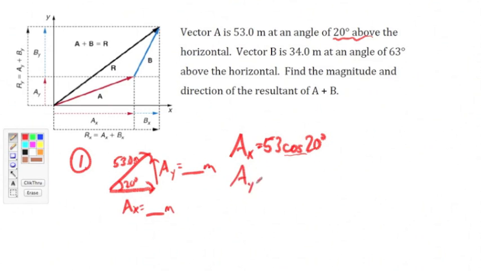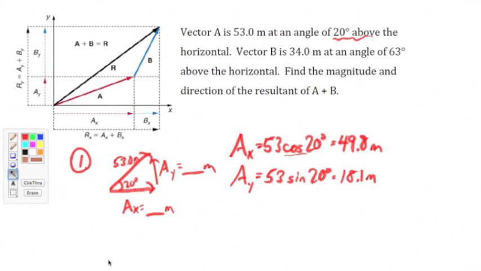We could figure out 53 times the cosine of 20. AY will be 53 times the sine of 20. And then we'll plug into our calculator. So we'll figure out that our AX is 49.8. Remember, like we said before, this will have the same units as the original. We can only get displacement meters out of meters, and so on. 49.8 meters to the right, 18.1 meters up.